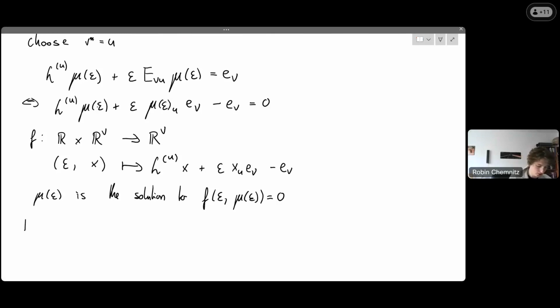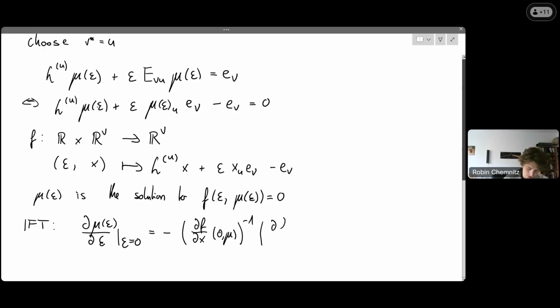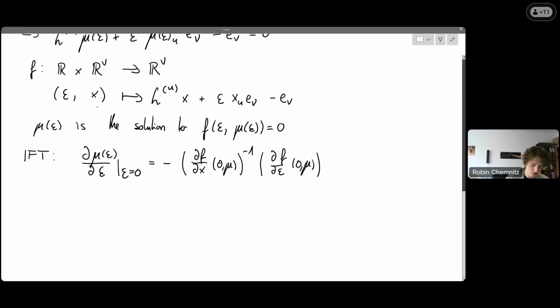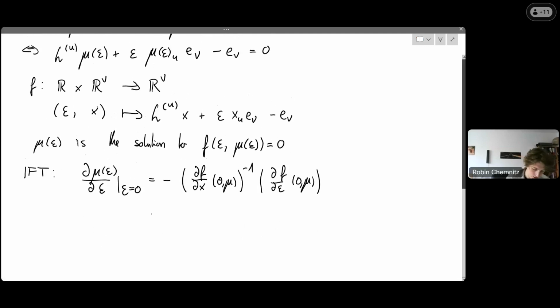So we can apply the implicit function theorem, and we get that this term, which is the sensitivity we're interested in, is minus the x derivative of F in the equilibrium, to the minus 1, times the epsilon derivative in the equilibrium. So this is just the implicit function theorem.